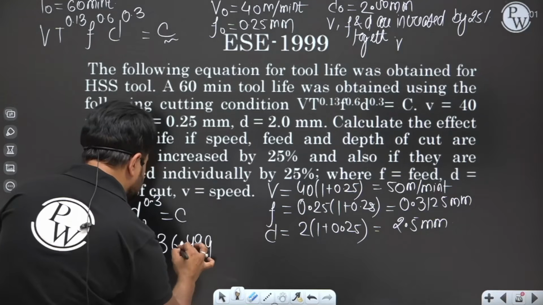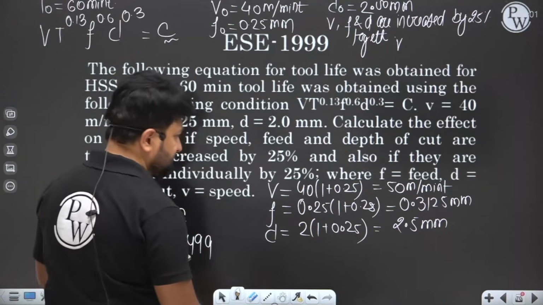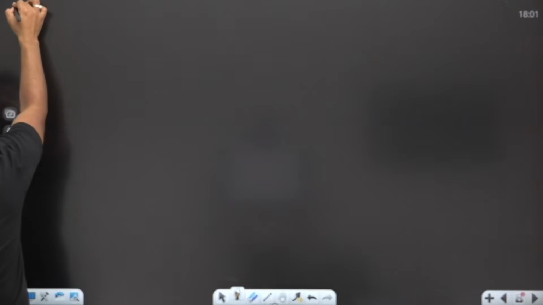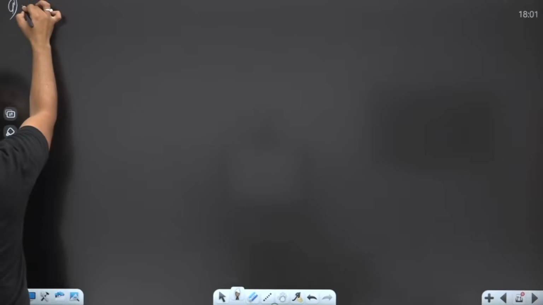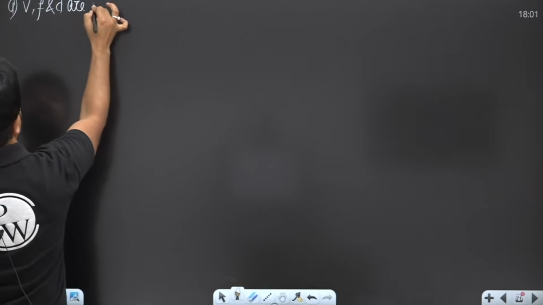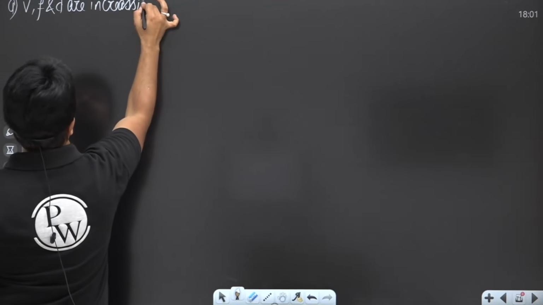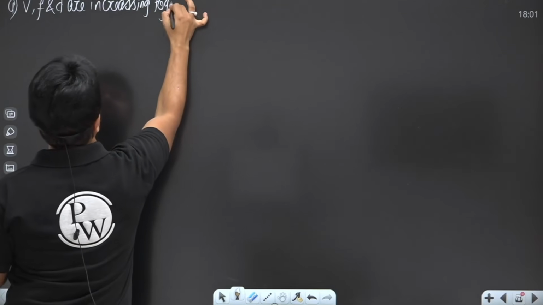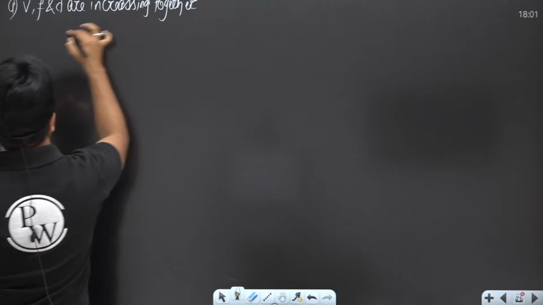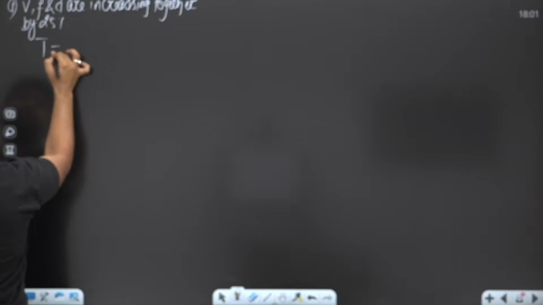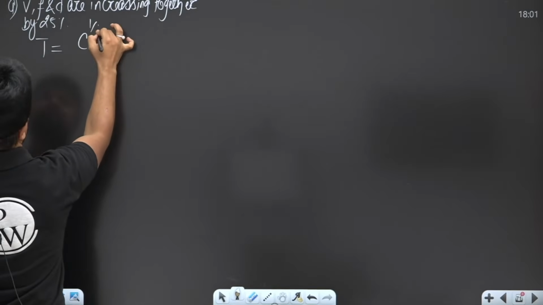36.499, that is the value of C. Now suppose that, in the first case, velocity, feed and depth of cut are increasing together by 25%. Then the tool life is C to the power 1 by n, right?